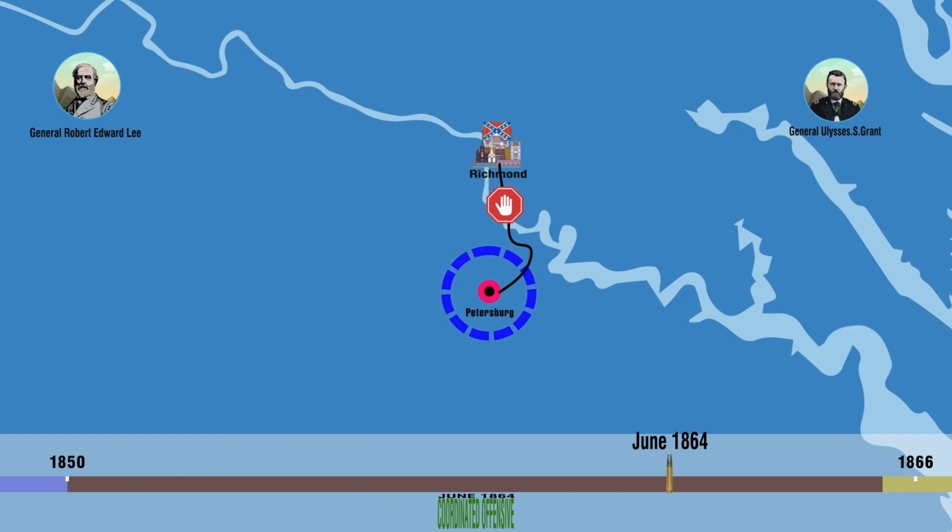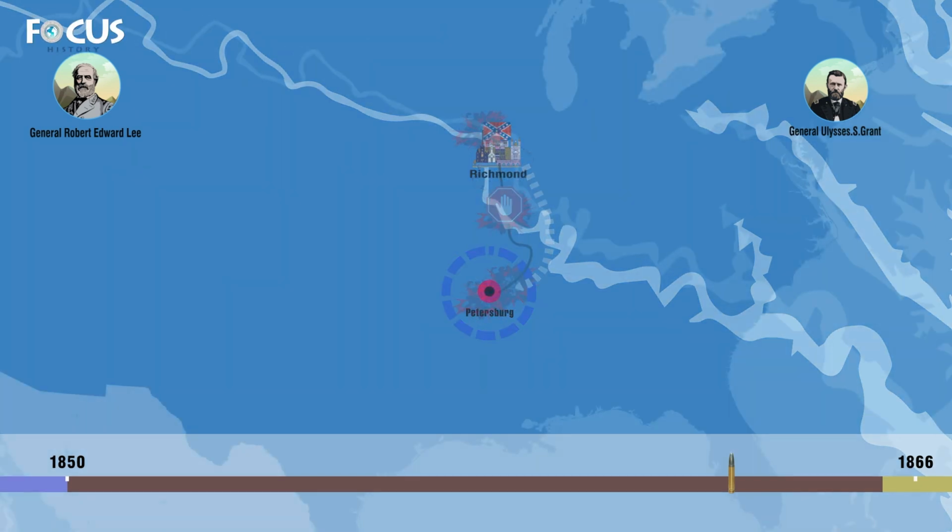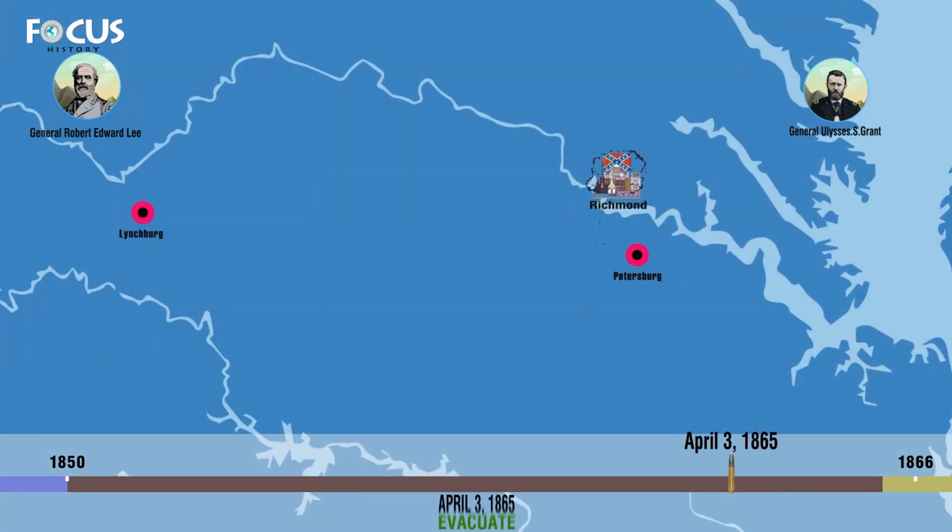General Ulysses S. Grant's troops constructed over 40 miles of extensive trenches from the eastern suburbs of Richmond, Virginia, to the eastern and southern outskirts of Petersburg. April 1, 1865, Grant's army cut the last railroad supplying Lee's army in Petersburg and launched a comprehensive assault along the entire defensive line. April 3, 1865, overwhelmed by the Union Army, General Lee ordered the evacuation of both Petersburg and the Confederate capital, Richmond.